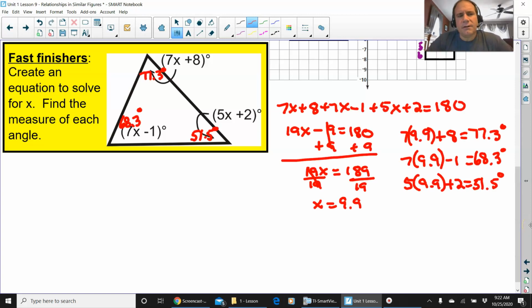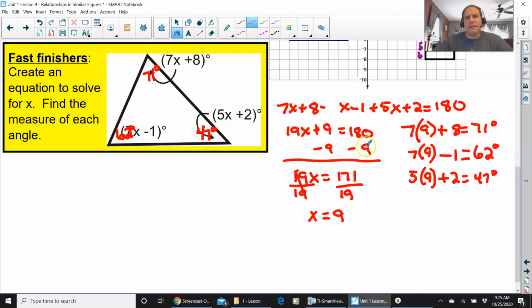Okay, so here are the fast finisher answers, and it did come to a decimal. I rounded it off to the nearest tenth, which is 9.9. 7x plus 8 plus 7x minus 1 plus 5x plus 2 equals 180 degrees. Combine all like terms with the x's, and you get 19x, and then 8 minus 1 plus 2. That is a minus 9. No, it isn't. It's a plus 9.